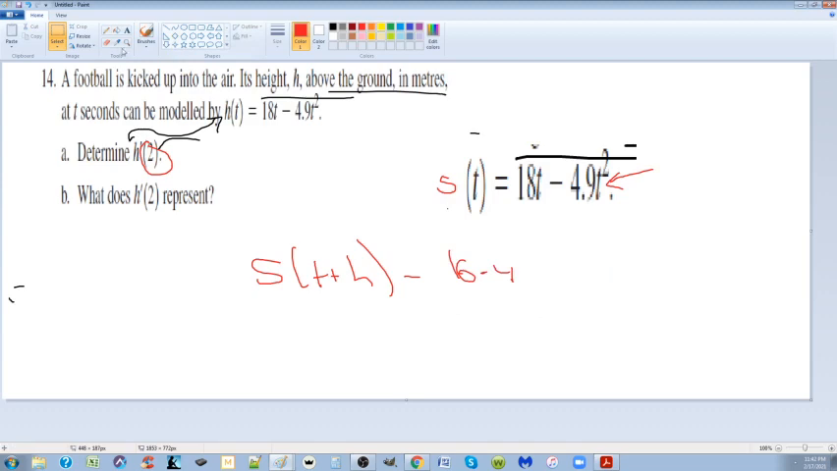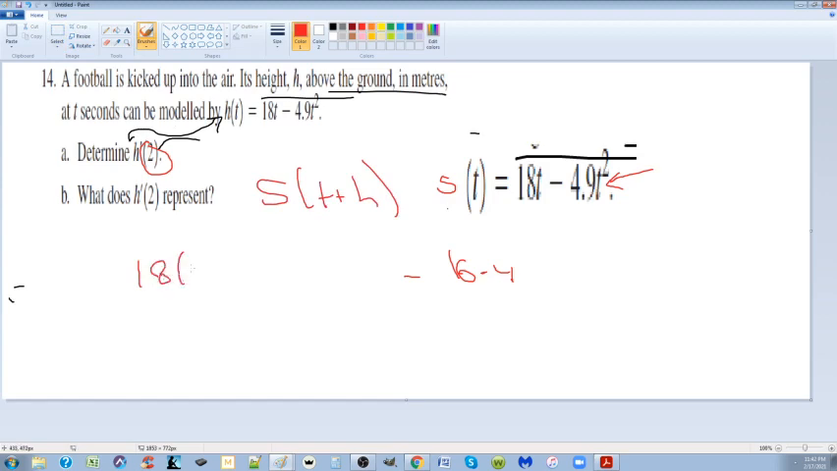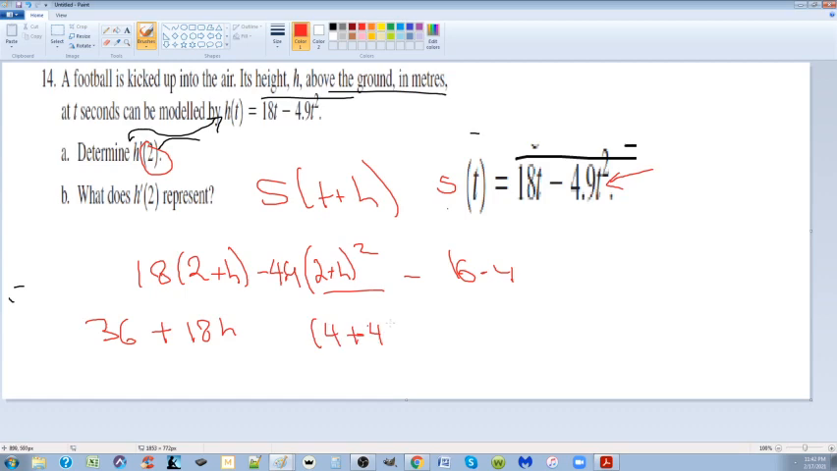Well, what's t plus h? Okay, s of t plus h is going to be replaced with 18, not times t, but t plus h. And instead of t, I'm going to put in 2 plus h. Then it's going to be minus 4.9 times t squared. What is t squared? It's 2 plus h squared. Now we just have to expand this to figure out what we're subtracting. So we get 36 plus 18h, and the expansion of this is 4 plus 4h plus h squared, all of it times negative 4.9.